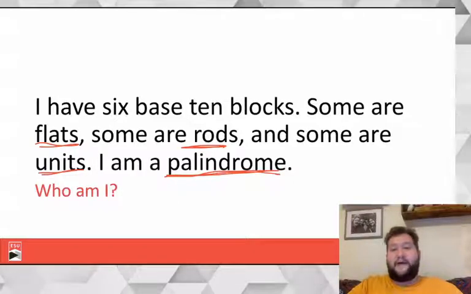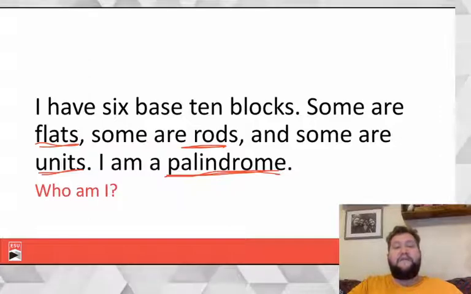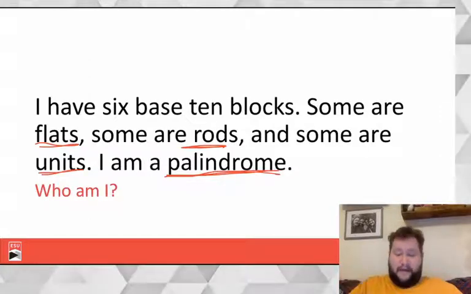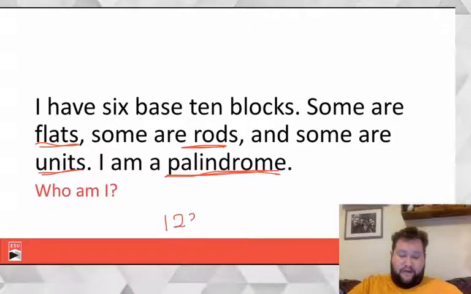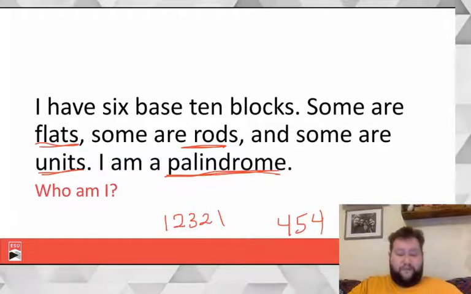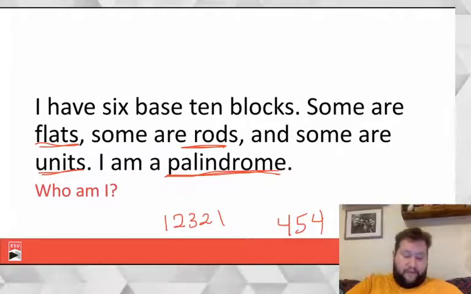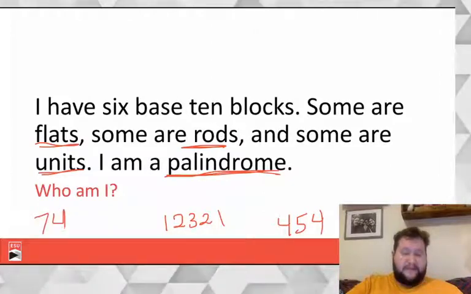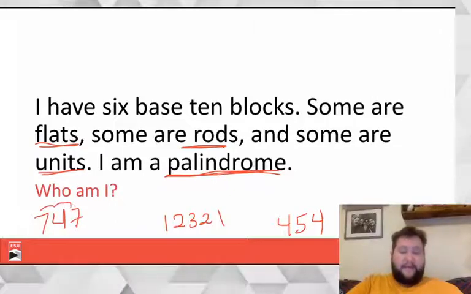So what is a palindrome? A palindrome is something that's the same forward and back. So if I say have the number 1, 2, 3, 2, 1, that's a palindrome. Or 4, 5, 4 is a palindrome. Or 7, what is it? A Boeing 747 is a plane. So it's the same both forward and back.